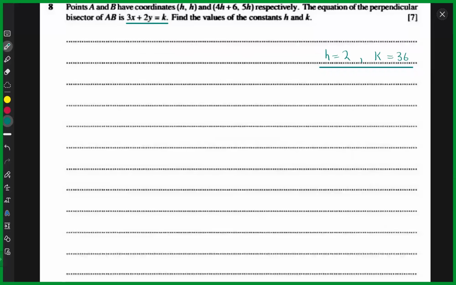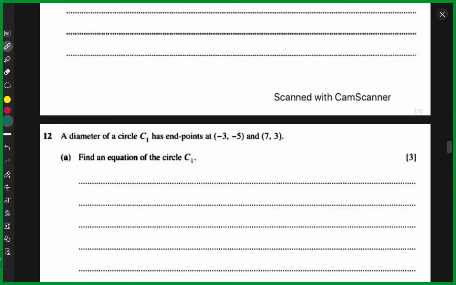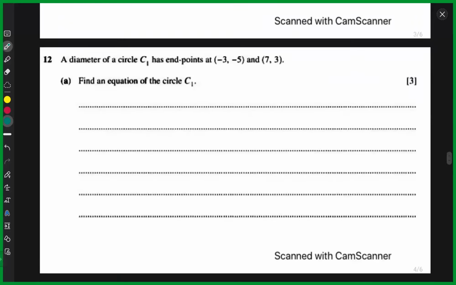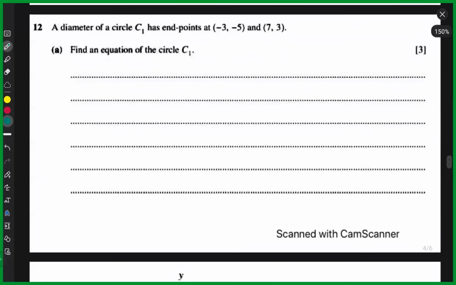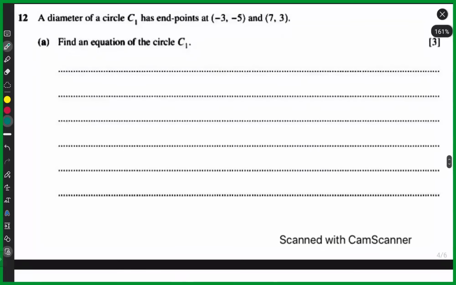And now we are in the position to talk about the new questions. Again, some parts are easy, some parts are technical. So let's do the entire question. This question says a diameter of a circle C1 has endpoints at (-3, -5) and (7, 3). Endpoints mean obviously if it's a diameter, the starting point is (-3, -5) and the ending point is (7, 3), or vice versa. Find an equation of the circle C1.